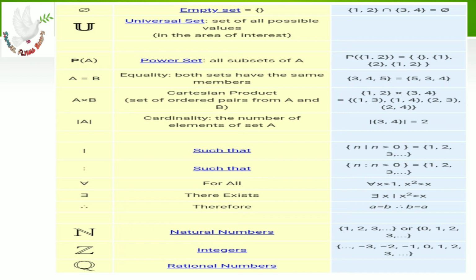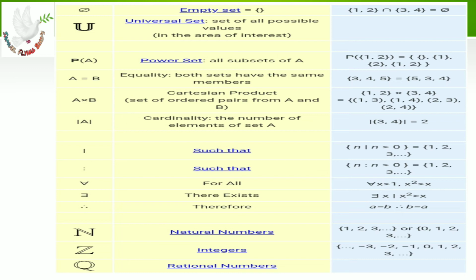For the next one, P of A is written as the power set: all subsets of A. For example, P of {1, 2} equals the null set, {1}, {2}, and {1, 2}. A is equal to B.